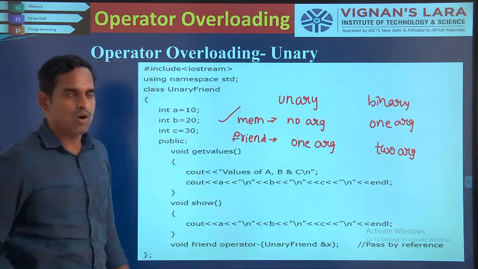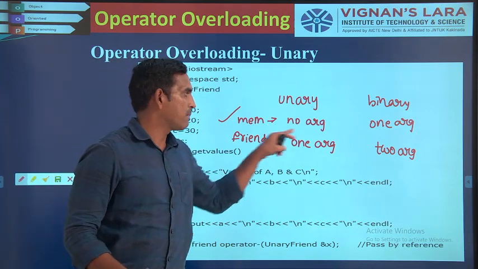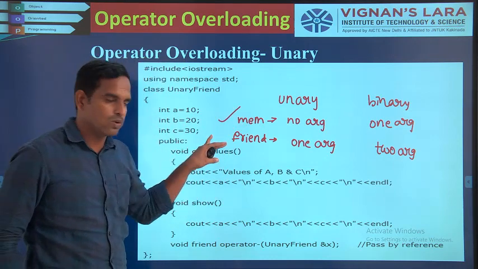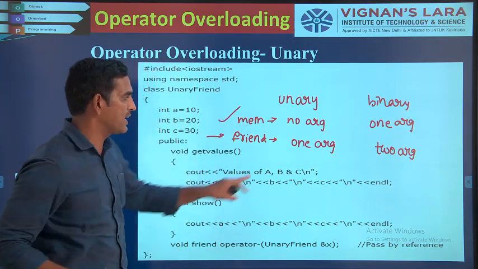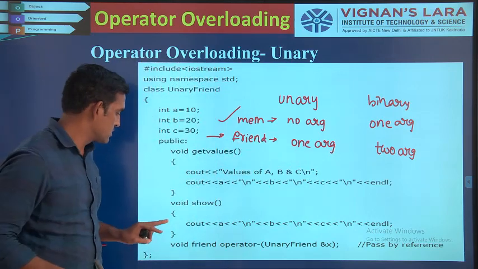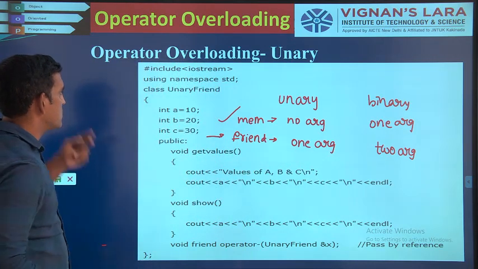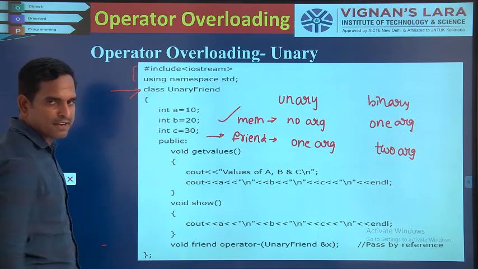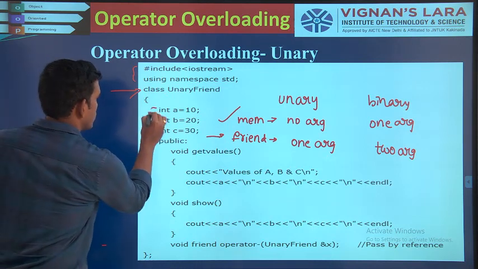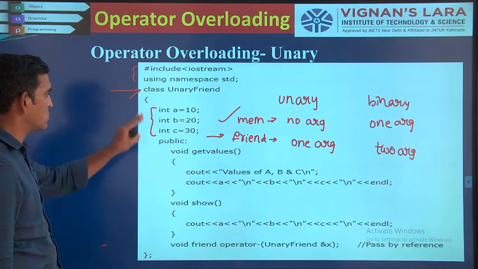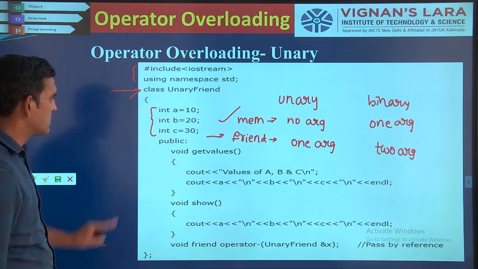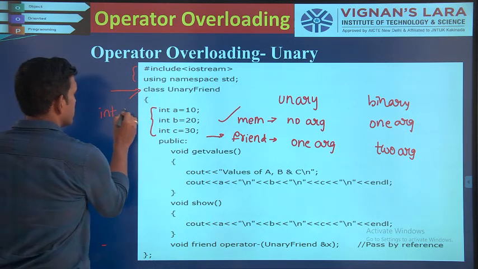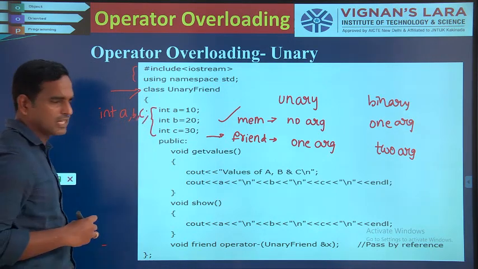We have already seen how to overload your unary operator and binary operator by using member functions. In this session, we will be looking at how to overload your unary and binary operator by using friend functions. So, if you see this example, we have the usual two statements. After that, I have a class, that is unary friend class. Inside this, I have declared three variables and initialized them to 10, 20 and 30. You need not initialize them. You can have just the declarations like this, int a, b, c.